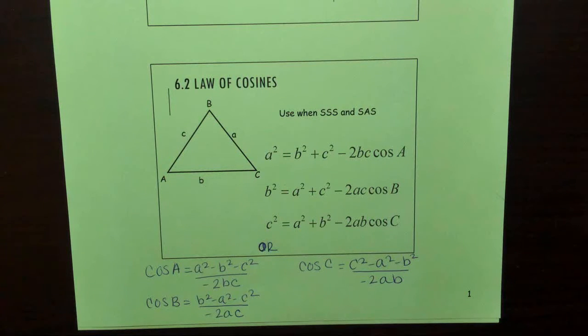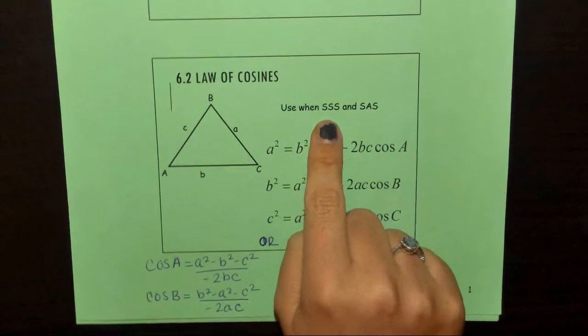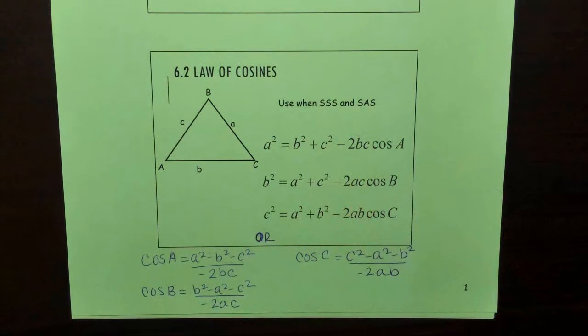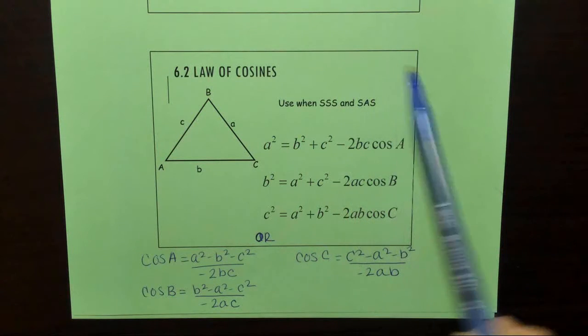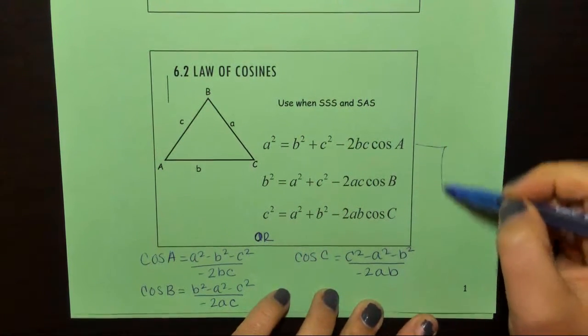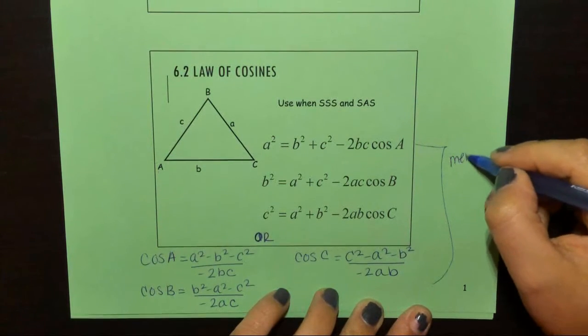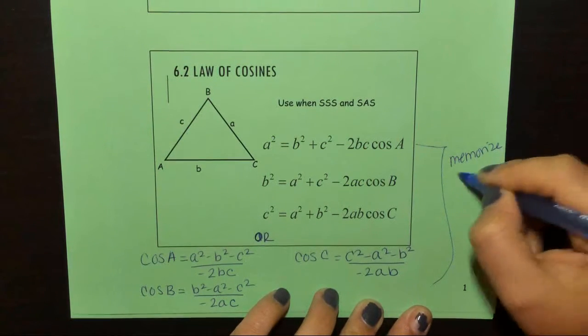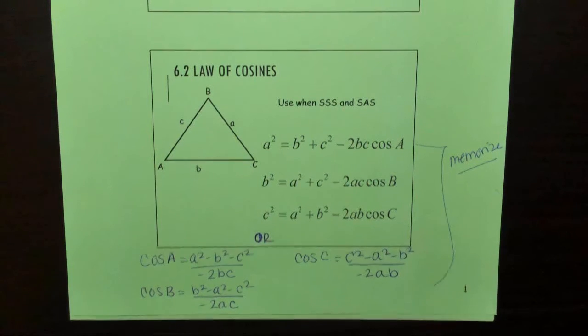So we are going to use the law of cosines when we are given 3 side values, or when we have 2 sides and the included angle. So again, you're going to need to have these formulas memorized.